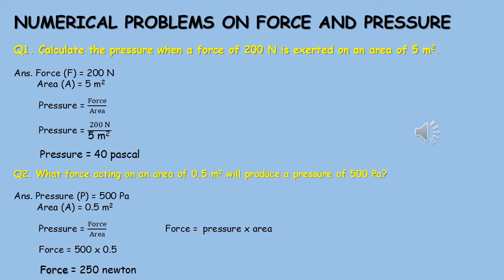In the second sum, we need to find out the force acting on an area of 0.5 meters square, which will produce a pressure of 500 Pascal. Here pressure P is provided and area A is 0.5 meters square. As we know, pressure is equal to force by area. If we cross multiply, we will get force is equal to pressure into area. So force is equal to 500 into 0.5. Force is equal to 250 Newton.